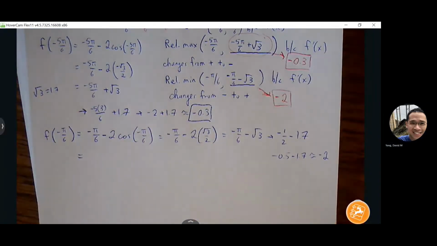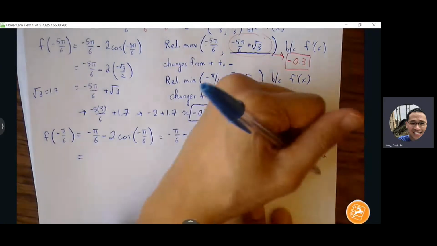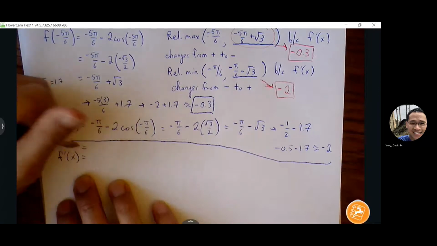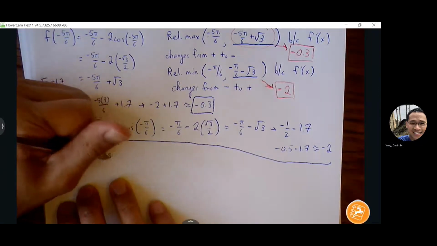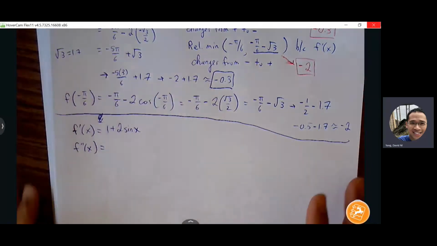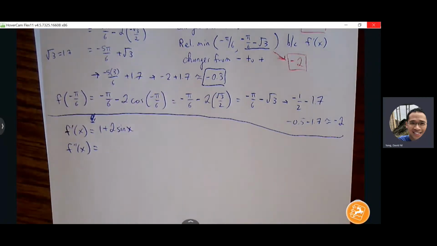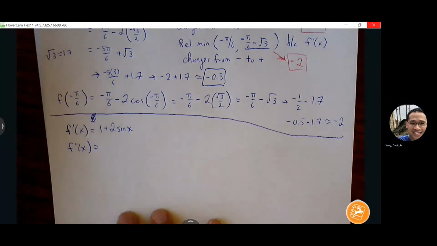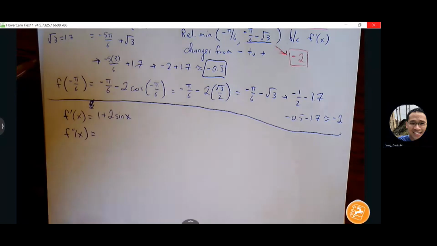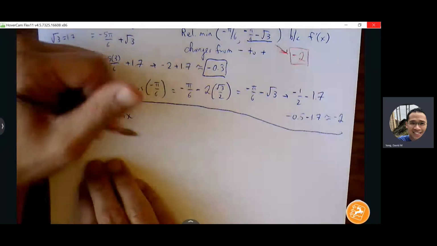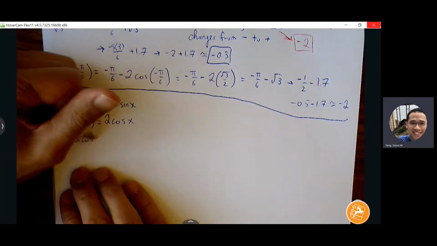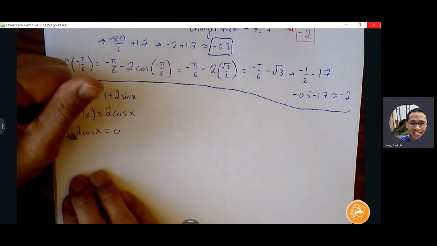Okay. So we've gathered everything that we can gather from the derivative level. Now we're moving on to the second derivative level, f double prime. Okay, f double prime. 2 sine x becomes what? Or 1 goes to 0, right? 2 sine x becomes, what's the derivative? Sine becomes what? Cosine. Set that equal to 0. Divide by 2.